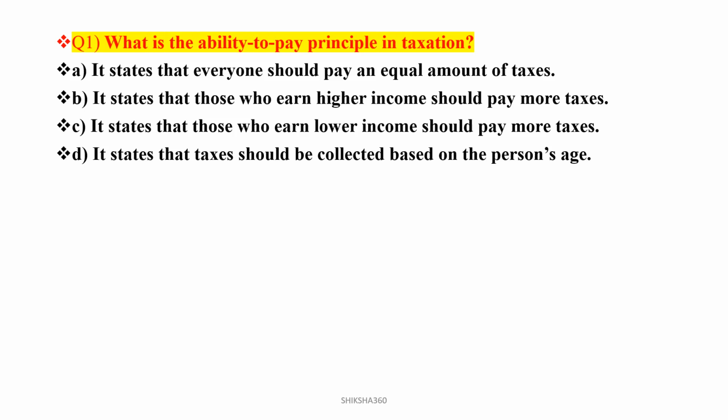As we are aware, the person who is earning more will come in the higher tax slab. As the earning rises, the more tax they have to pay. So option number B will be the correct answer. It states that those who earn a higher income should pay more taxes.